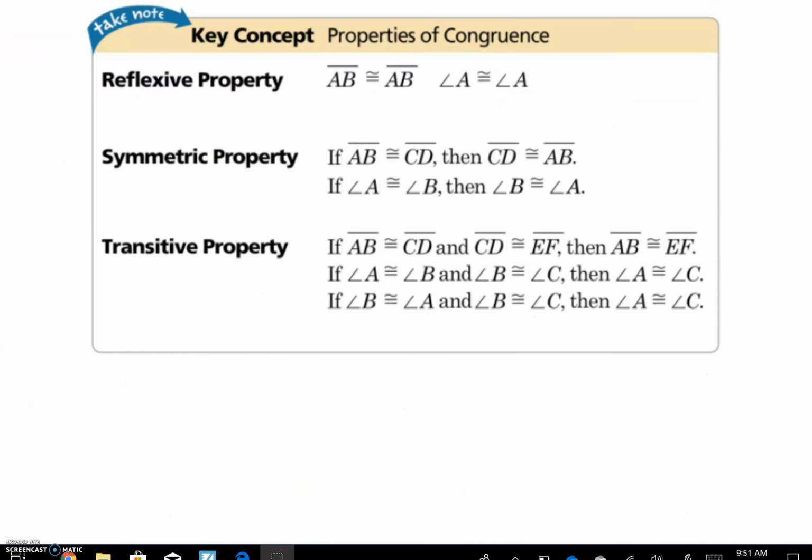Now this slide is all about properties of congruence. So there's a slight difference between properties of congruence and properties of equality. In equality, we're talking about actual values. We're talking about angles or sides or segments, and we know what their number value is. Congruence is just saying that we know a side or we know an angle are the same or they're going to be equal distances, but we don't exactly know what their numerical value is. We'll use this more in chapter 4.